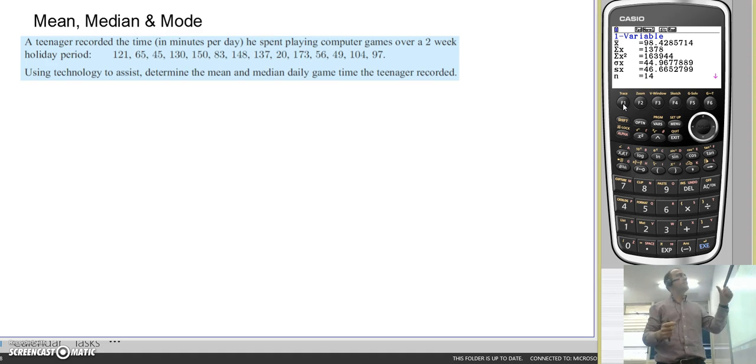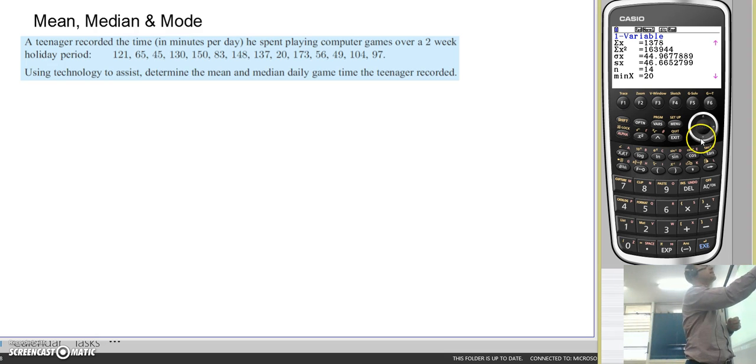numbers. My first one is the mean, so the mean time is 98.43. Next one is the sum of the values squared, and then we've got two standard deviation numbers, and n is the number of pieces of data there are, so there are 14 pieces of recorded data.